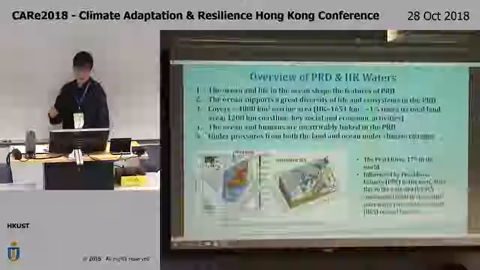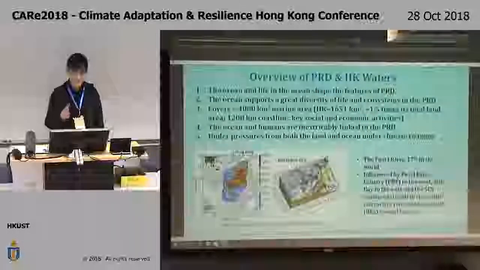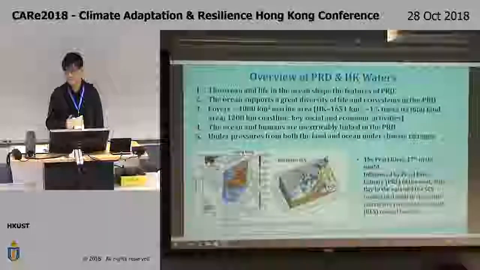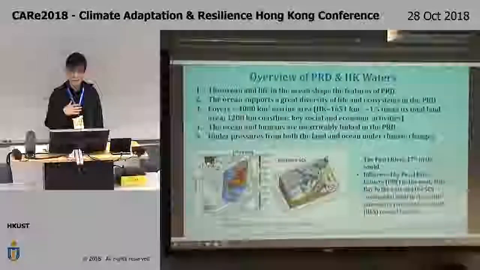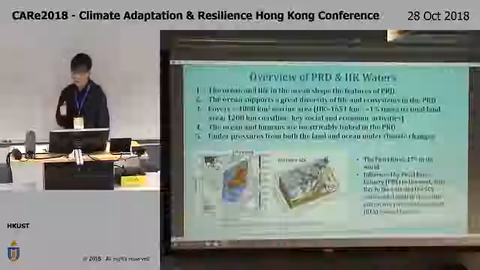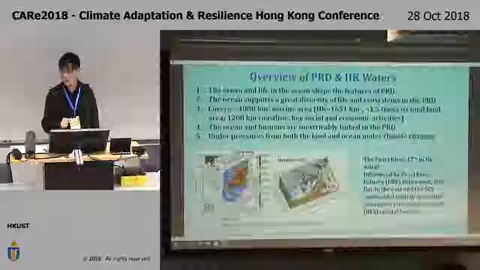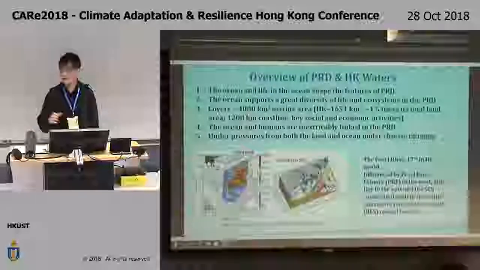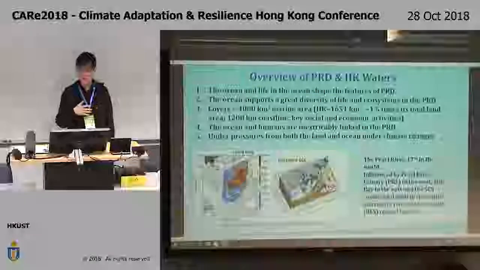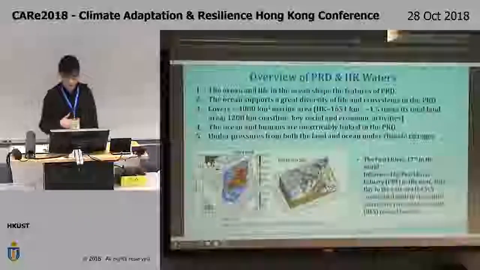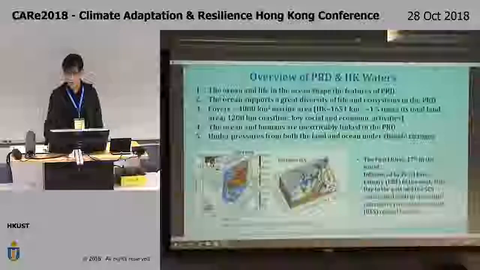Okay. I'll try to give you an overview of the Pearl River Delta and the Hong Kong waters. The ocean and life in the ocean shape the features of the Pearl River Delta. Without the ocean, Hong Kong would not have been Hong Kong. The ocean supports a great diversity of life and ecosystems in the Pearl River Delta. The marine water of the Pearl River Delta covers about 4,000 square kilometers. In Hong Kong, we have about 1,600 square kilometers, which is 1.5 times larger than the total land area. And Hong Kong alone has 1,200 kilometers of coastline, so it serves key social and economic activities.